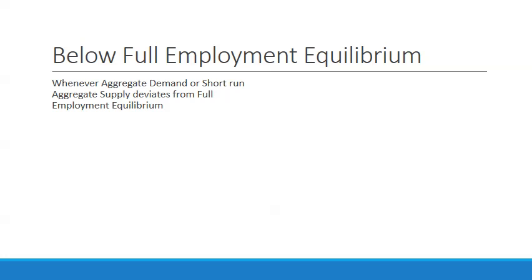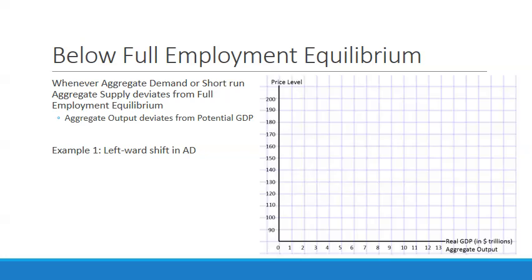So the first situation we're going to look at is below full employment equilibrium. Whenever aggregate demand or short-run aggregate supply deviates from full employment equilibrium, in other words, if aggregate output deviates from potential GDP, and we're talking about in this sense to the left. So if aggregate demand shifts to the left, what happens?